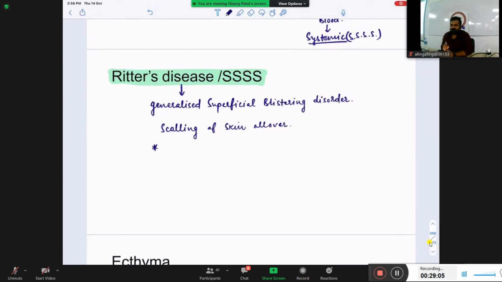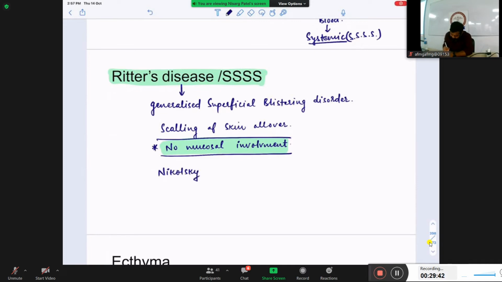Will you see mucosal involvement in this disease? Damage is mainly due to desmoglein 1. So no mucosal involvement. What about the Nikolsky sign? Nikolsky sign positive.